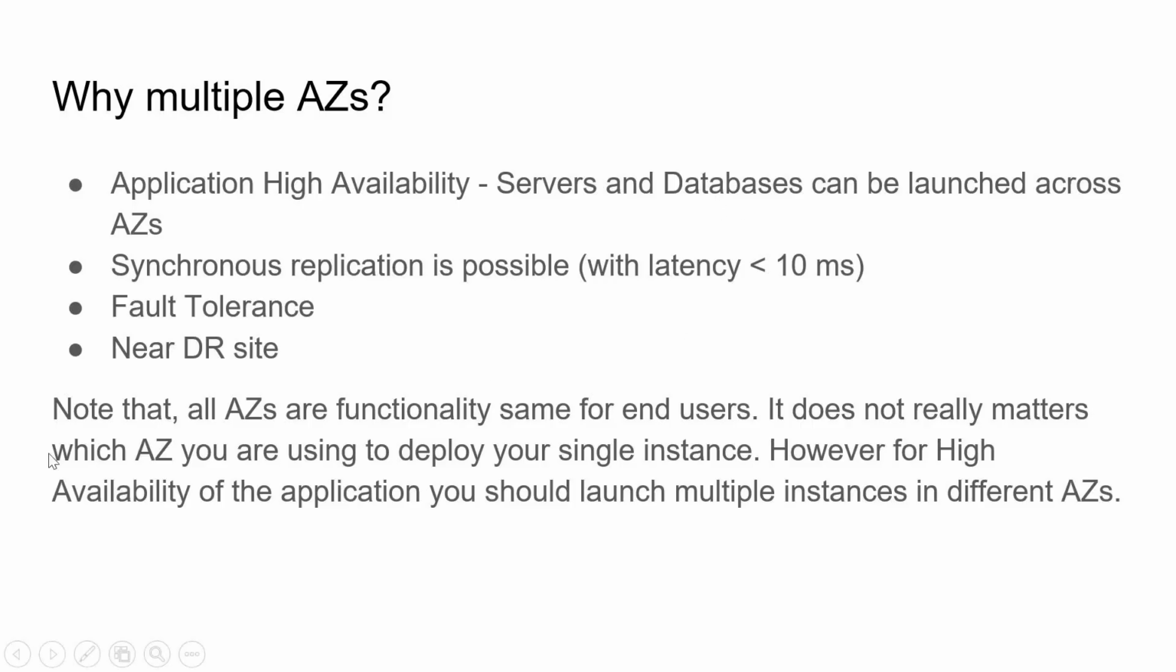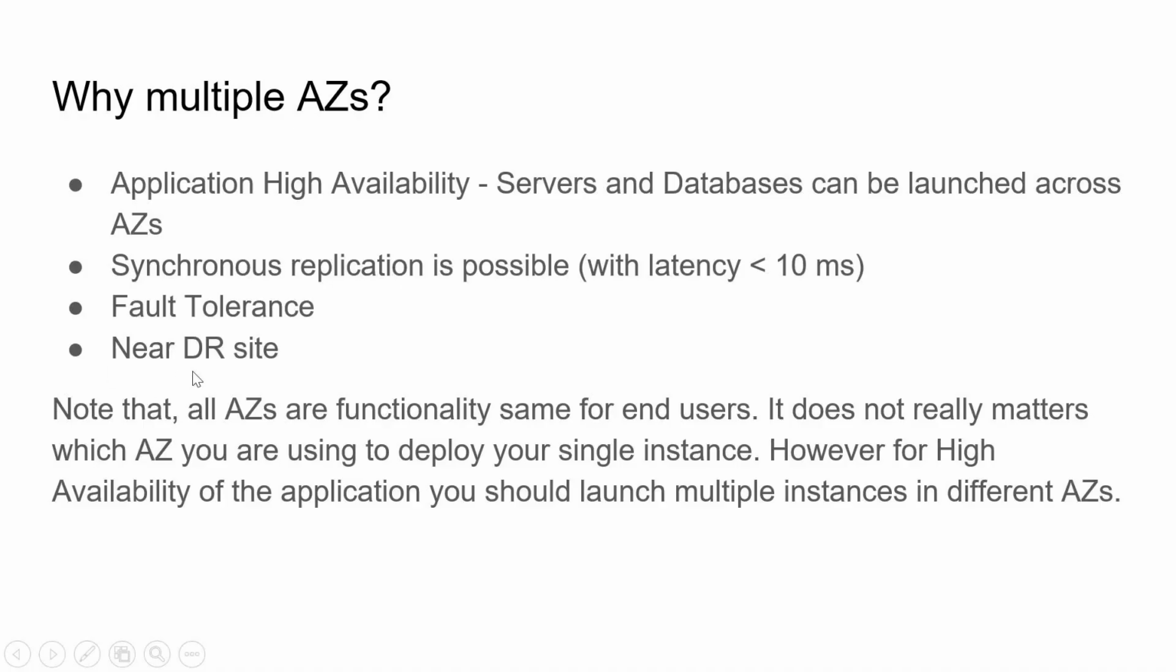Fault tolerance, as I told you: if a server crashes, you can manage because your application is running in another, nearby data center. Regions we call far DR sites, but AZs we call near DR sites. Why near? Because these data centers are just 100 kilometers away, whereas regions are hundreds of kilometers away, right? So these are called near DR sites.